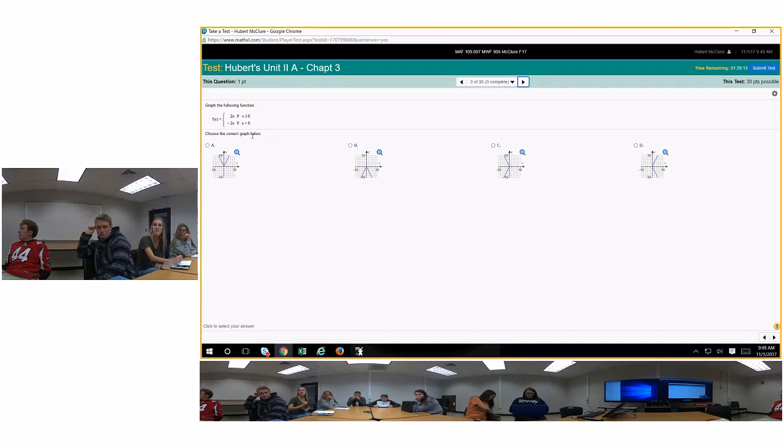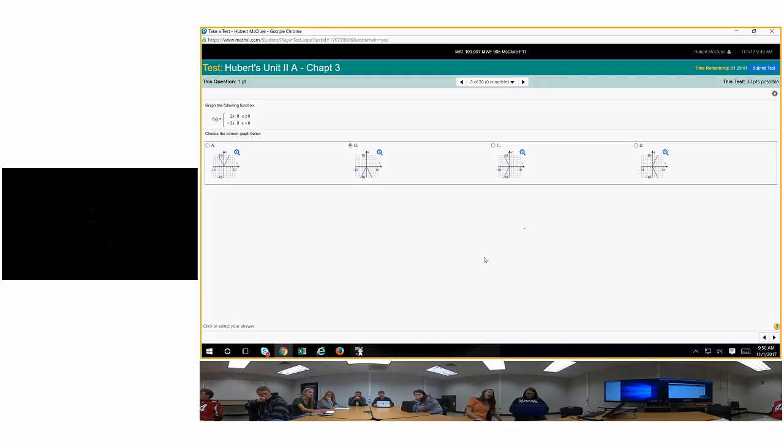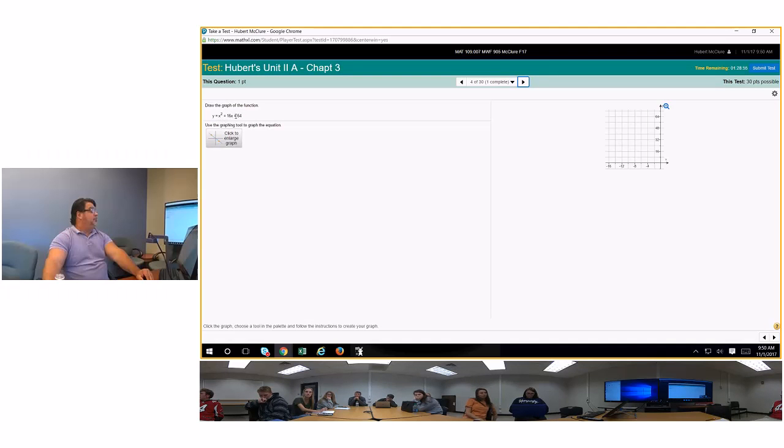Piecewise function. You're going to have to actually draw this. Now, I've showed you how to do it on your calculator, so you should be able to do it with your calculator. But I think it's B. Okay? Yes, sir. Draw the graph. Calculator.